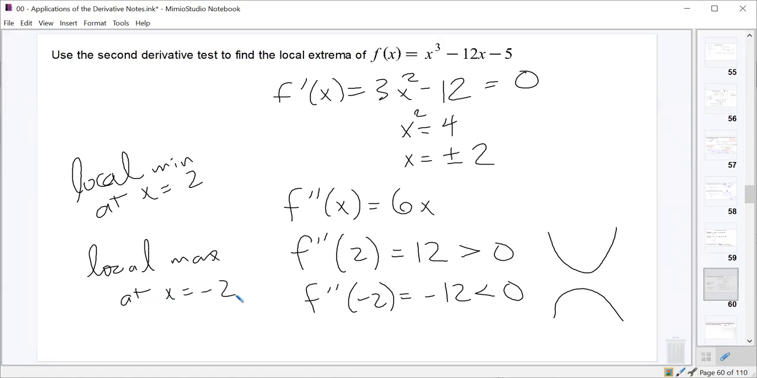And if we want to find the actual local extrema, we've just got to plug those values of 2 and negative 2 back in. We did this earlier, but I'll write it out again. f of 2 is just 2 cubed, which is 8, minus 24, which is negative 16, minus 5 is negative 21. So we have a local min of negative 21 at x equals 2. And we have a local max of f of negative 2, which was negative 8 plus 24, which was 16, minus 5, which was 11. So a local max of 11 at x equals negative 2.